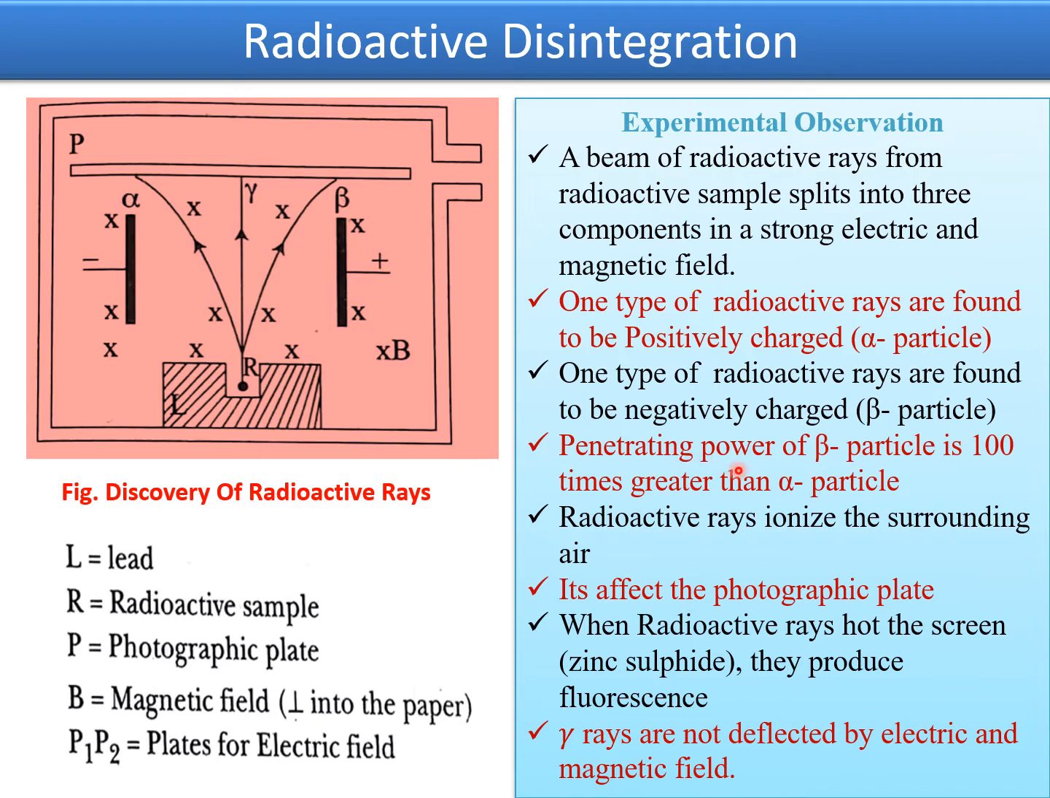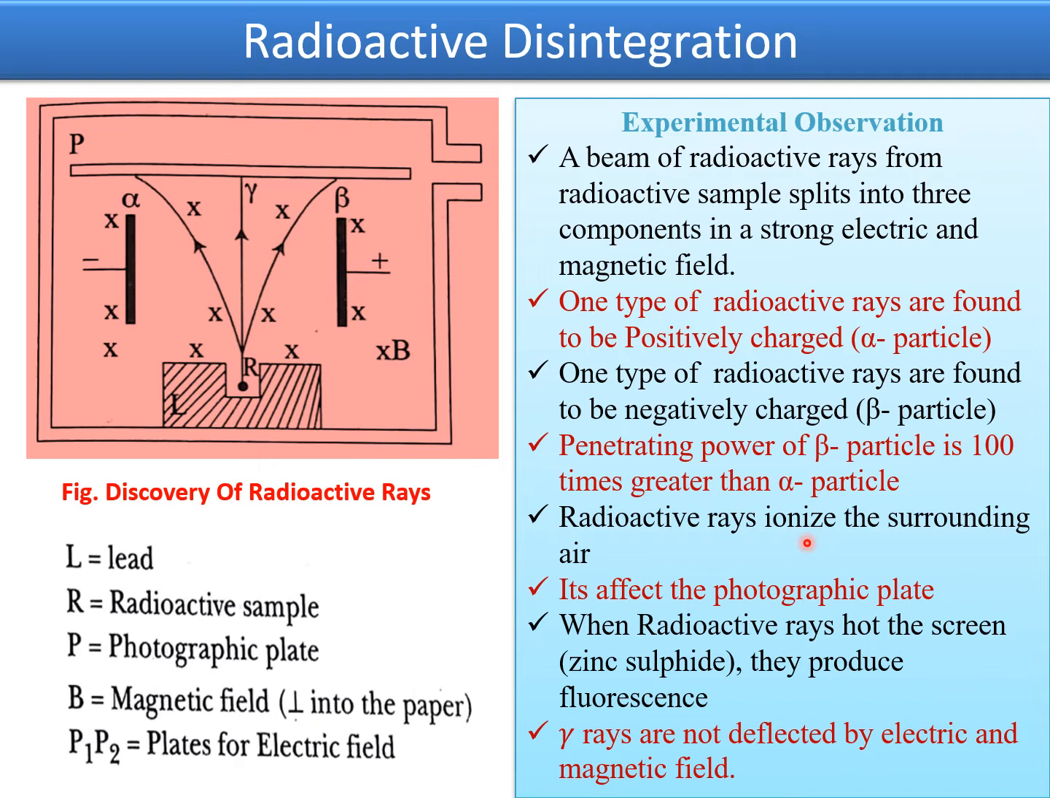Penetration power is the ability of a particle to penetrate a material, or you can say a metal or any other material. The beta particle has high velocity, about 100 times greater than the alpha particle. The alpha particle has more mass and low velocity, so it has low penetration power, and therefore, due to the low penetration power, it has high ionizing power.